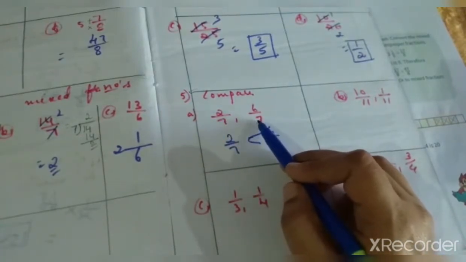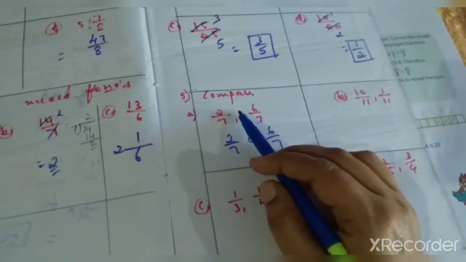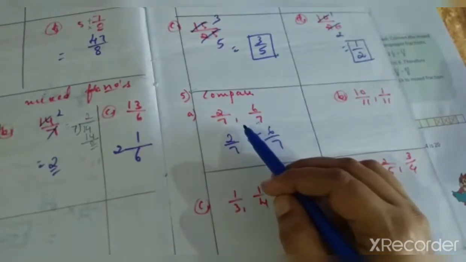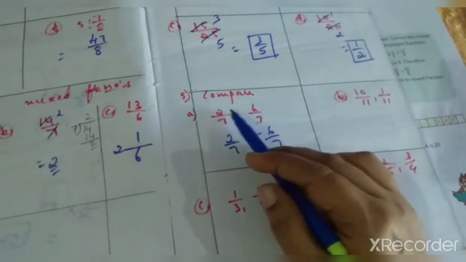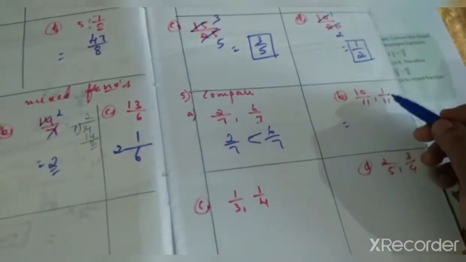Then it becomes a like fraction. So for the plus symbol, we add only the numerators and write the common denominator 7. Subtraction is the same way. For comparison, when the denominator is the same, whichever numerator is greater, that fraction is greater. Here, 10 by 11 and 1 by 11.